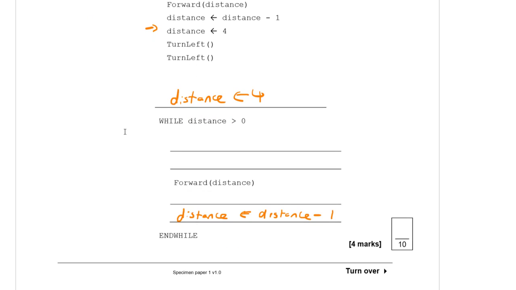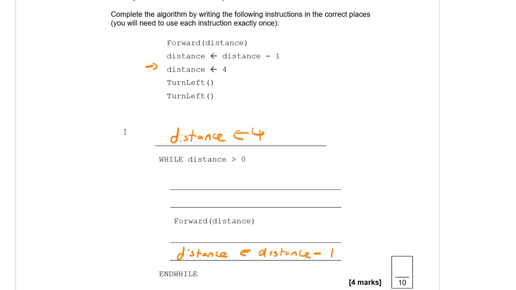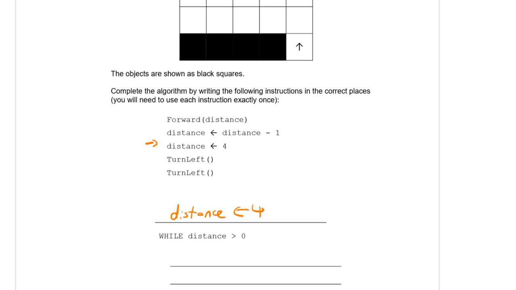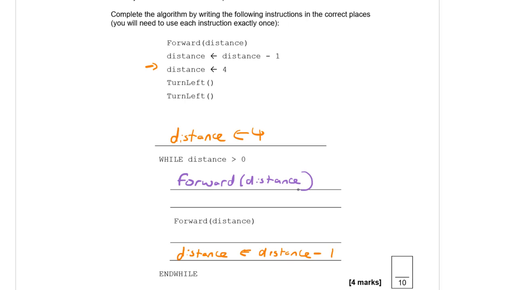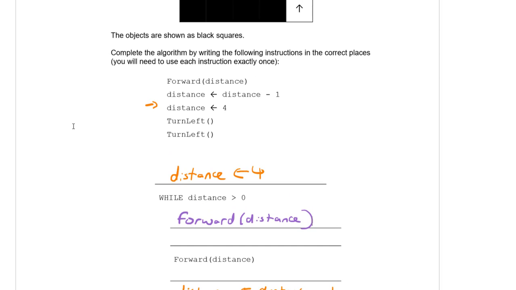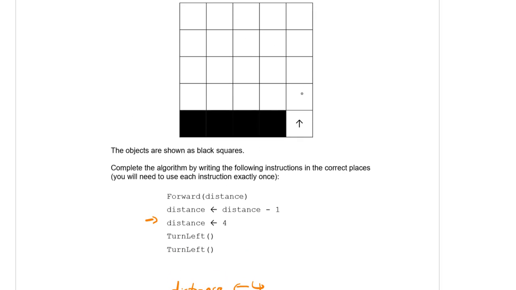So we want to cover all the squares, and that means we're starting off here, and we want to firstly just get out of this little hole we're in, so we want to move forward by the distance. So it's probably worth tracing out what this is going to do. We have a distance of 4 first, and the distance is greater than 0, so it's going to execute in the first place. So we've got moving forward 4 here, 1, 2, 3, 4, so up here.